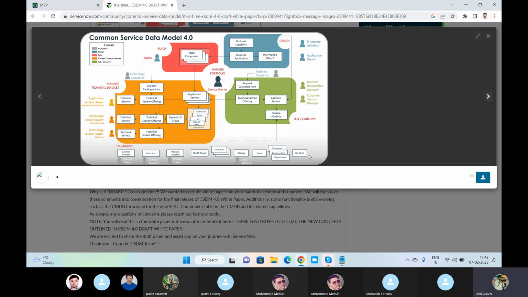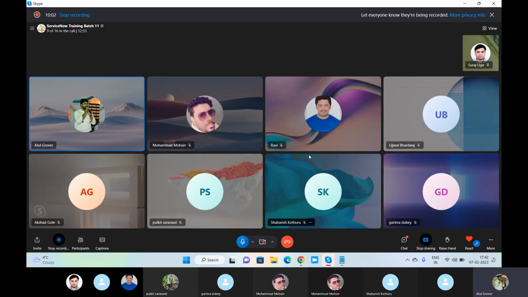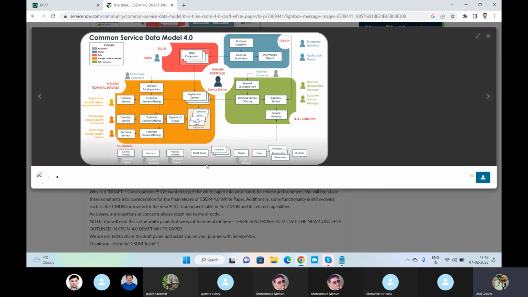Life cycle means, say, Suraj has a car. Down the line, after 15 years, that car is not operational. Suraj sold that car. Suraj doesn't have any car now. This is the life cycle of that particular component. So under this domain, the life cycle is maintained properly, and we know in which table this data is stored. Location goes in the cmn_location table, group in the sys_user_group table, user in sys_user, company in the company table, then the business unit table and the department table.